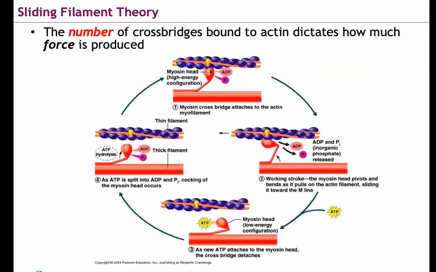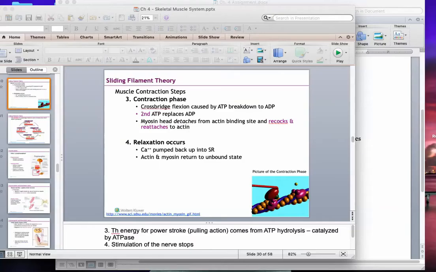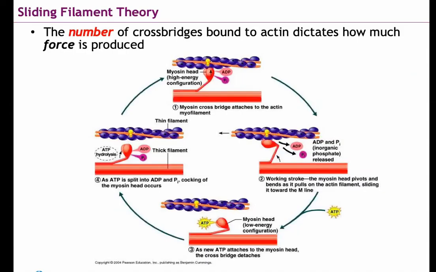Okay, so one more time, and then we're going to watch a few more videos. We already said this earlier. The number of cross bridges bound to actin dictates how much force is produced. So it basically determines force production. The more cross bridges we have in the muscle, the more actomyosin complex is formed, the more force we can produce.